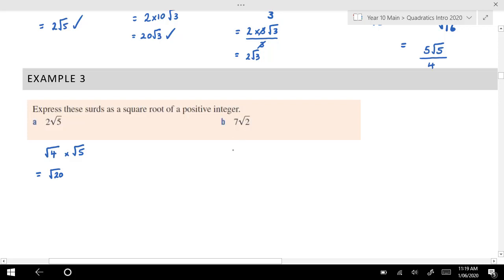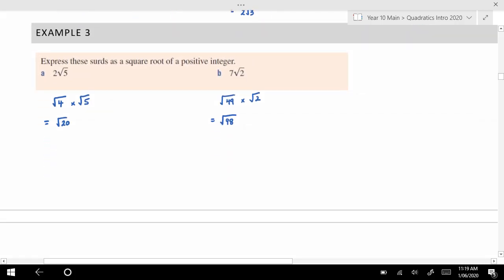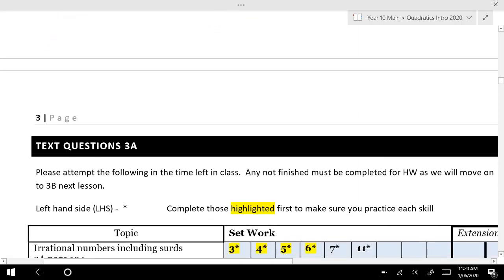And over here, the square root of 49 is 7, times that by the square root of 2, which would give us the square root of 98. Okay, so if you have questions like that, then that's how you do those ones.